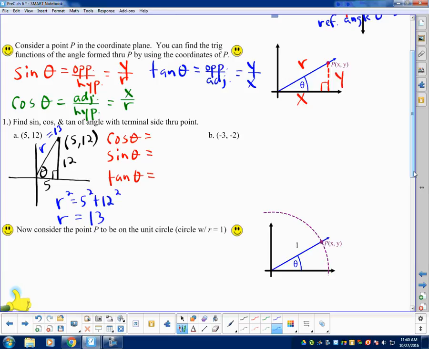And now I have all 3 pieces of the triangle. I can go ahead and, using the definitions, find the sine, cosine, and tangent of the angle. So cosine of theta is equal to the adjacent, which is 5, over the hypotenuse 13. Sine of theta is the opposite, 12, over the hypotenuse 13. And then tangent of theta is opposite, 12, over adjacent, 5.